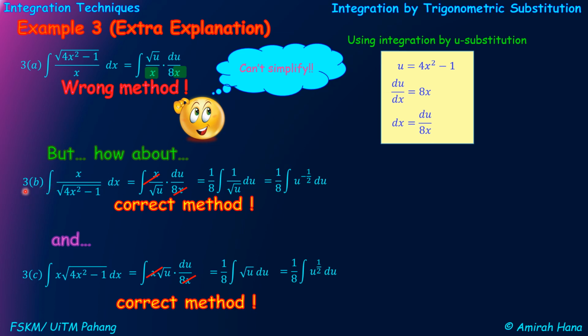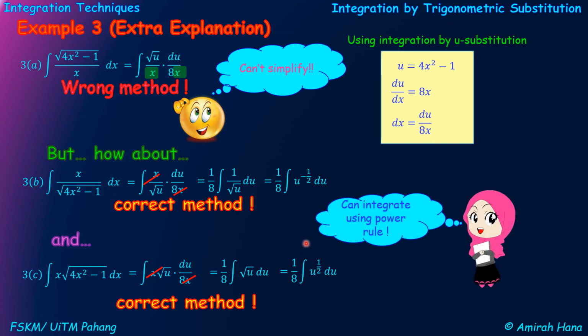Now we look back at 3b and 3c. From 3b and 3c, after we simplify, in 3b we have u to the power of negative half and in 3c we have u to the power of positive half. And from here, our n, meaning the power, is not equal to negative 1. So from here, we can integrate using the power rule. Alright? You got it?